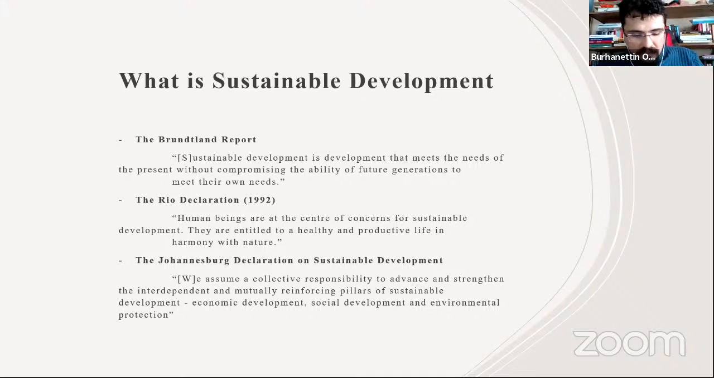The Rio Declaration has not provided a proper definition for sustainable development, but it states that human beings are at the center of concerns for sustainable development. They are entitled to a healthy and productive life in harmony with nature. With this statement, the Rio Declaration only highlights the development layer, ignoring the environmental protection layer in a very human-centered way. That kind of approach to sustainable development harms environmental protection efforts in the name of economic development.